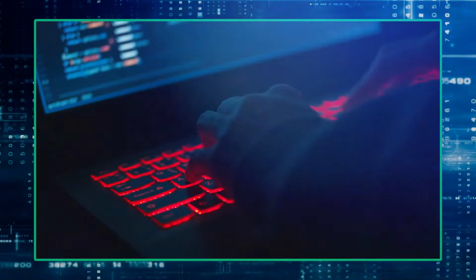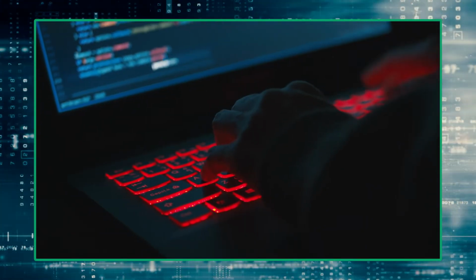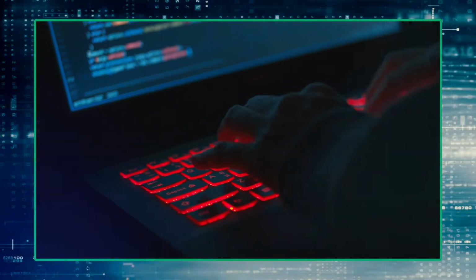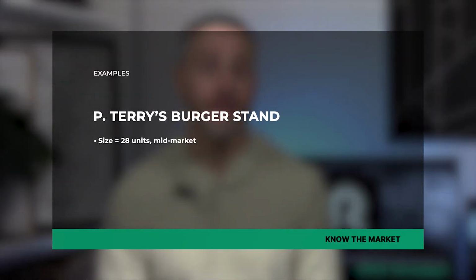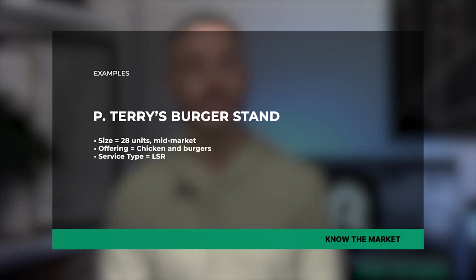Let's say I'm a sales rep at a software company whose last case study announced wild success it was having with P. Terry's Burger Stand. That concept's fact sheet looks and sounds like this. P. Terry's Burger Stand. Size, 28 units, mid-market. Offering, chicken and burgers. Service type, LSR.